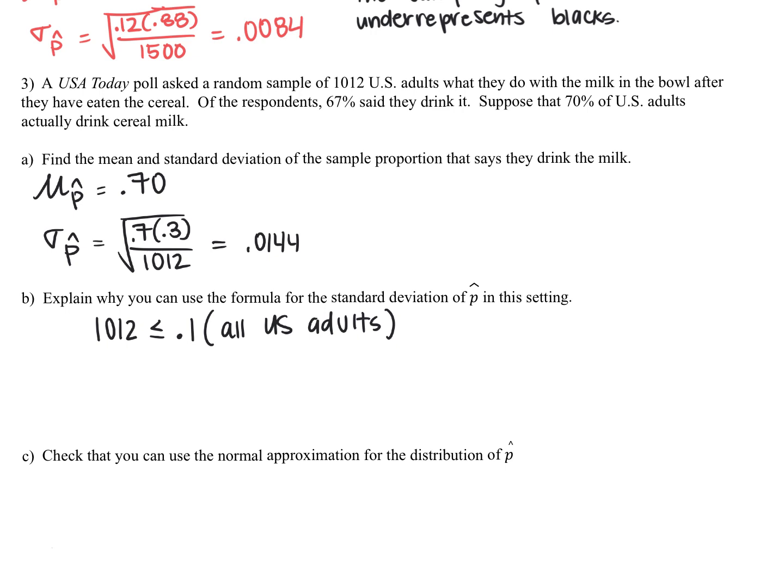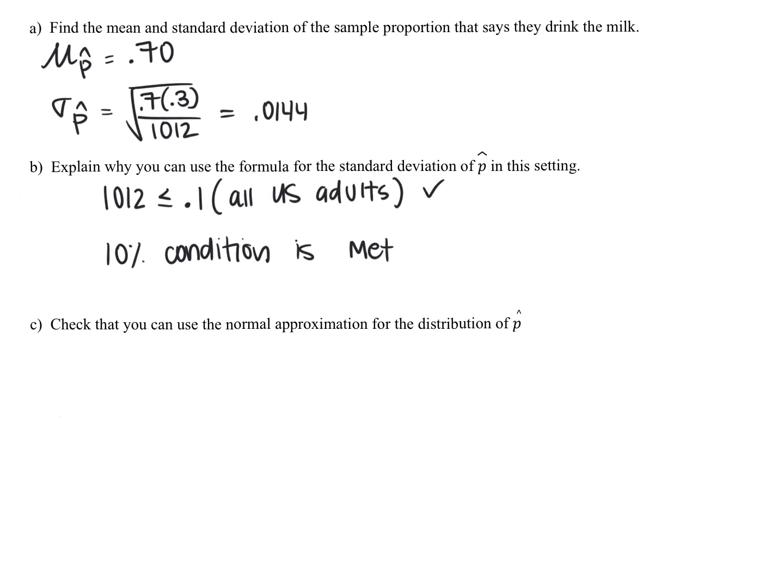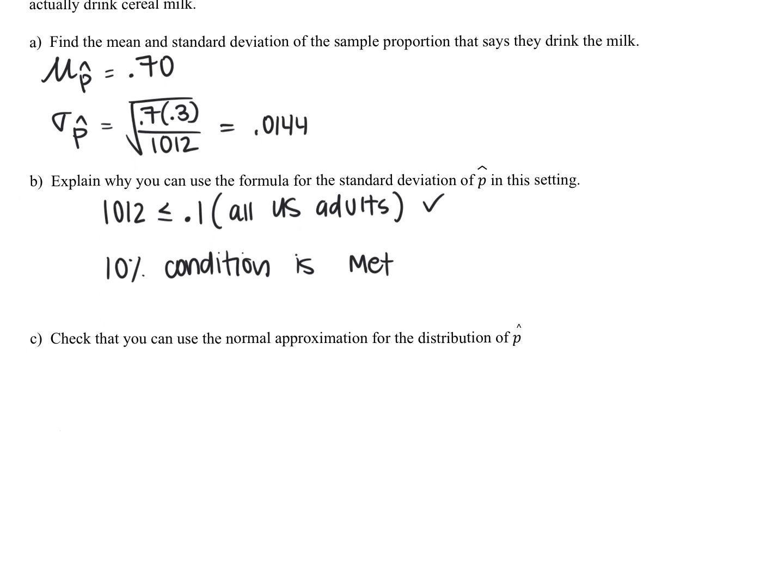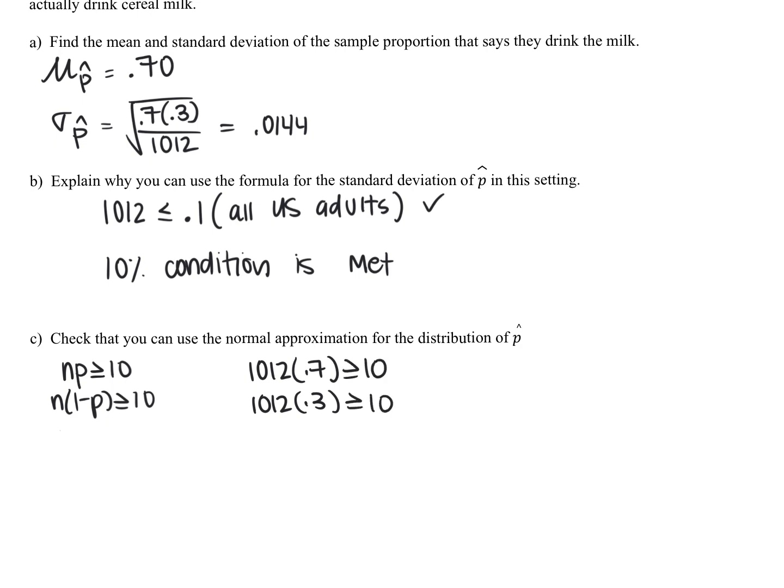So there has to be at least 10,112 U.S. adults, in which case there are. So it's because the 10% condition is met. Now we have to check the normal distribution condition. So that's the np greater than or equal to 10 and n times 1 minus p greater than or equal to 10. So we're going to check that 1012 times 0.70 and then 1012 times 0.30 are both greater than or equal to 10. And they both are.